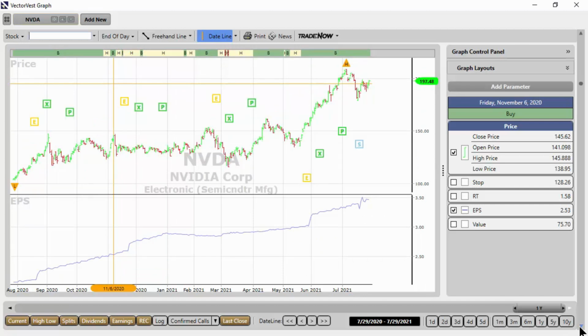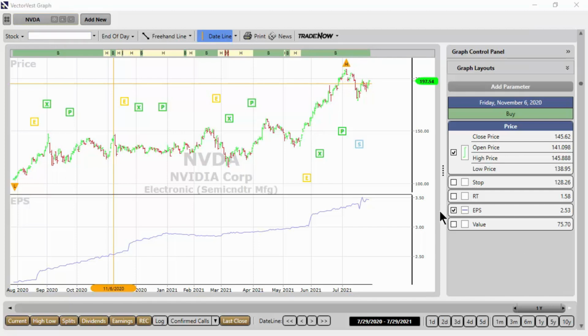Nvidia, same kind of concept. It had a big correction. Now it's starting to move back up. In general, just so you get an idea of what I'm typically looking for, I like to get stocks that are in this sequence right here. That's what I'm really looking for the best that I can.